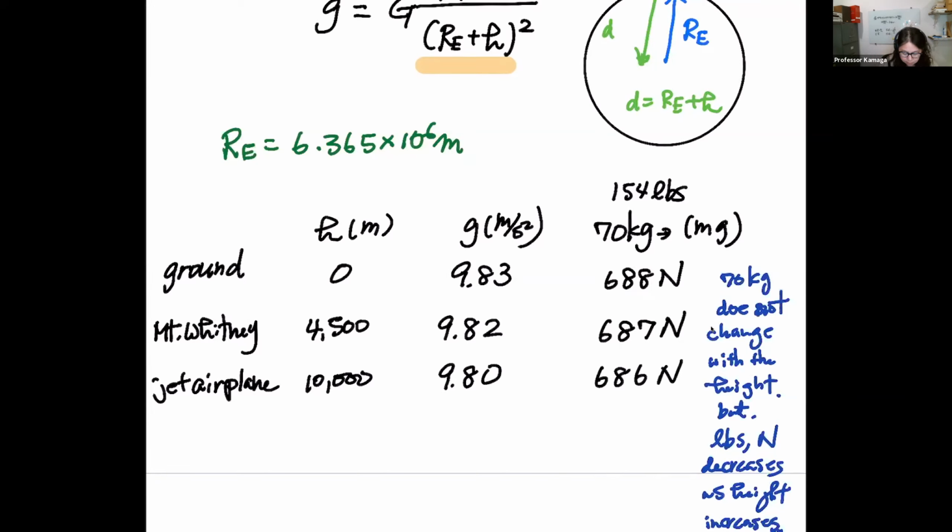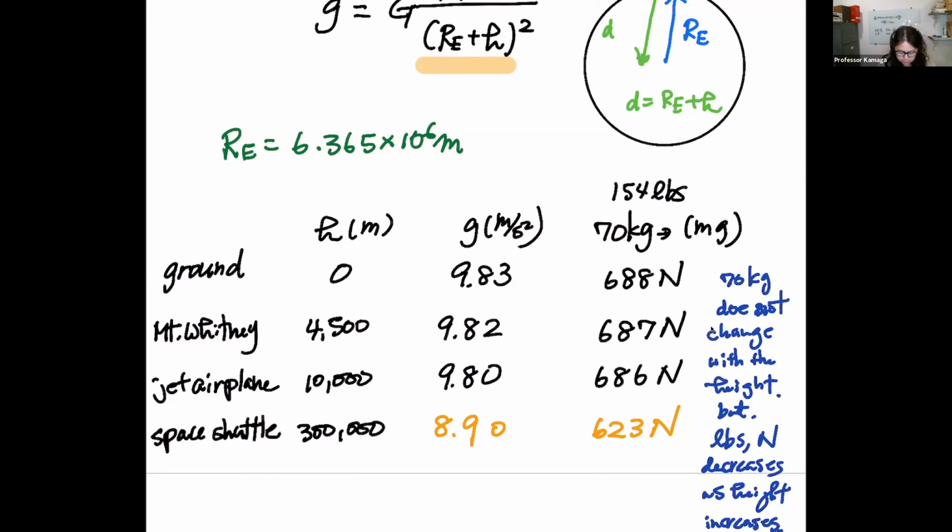And now we're going to look into a space shuttle that orbits around the Earth at 300,000 above the ground. Unfortunately, gravitational acceleration is 8.90. You're still going to have 623 Newtons. Not that low.